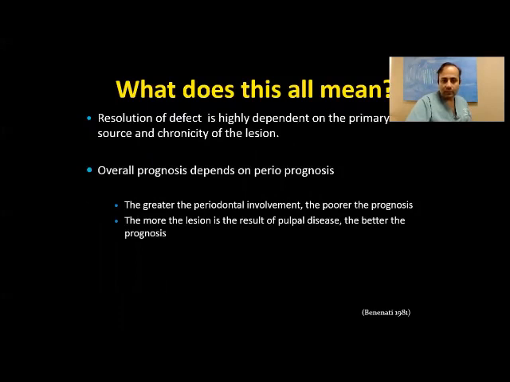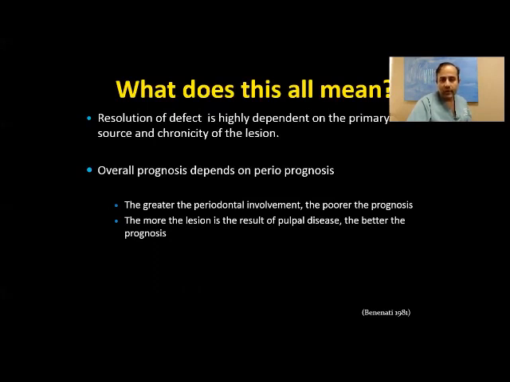So that's the major point here, that we need to make sure whether the endodontic component is major in nature or whether the periodontal component is major in nature. The resolution of the defect would be highly dependent on this primary source and the chronicity of the lesion. Overall, it depends on the perio.